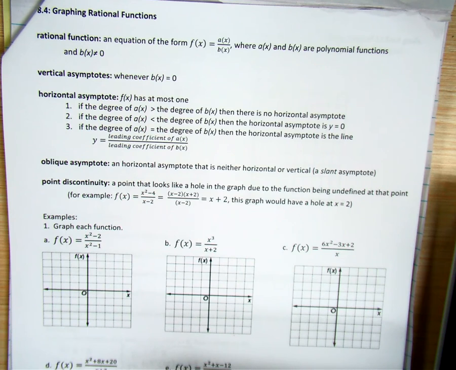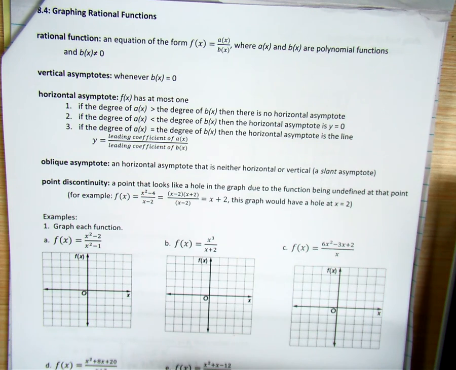Sometimes it's nice and short, sometimes they get a little lengthy. And then, of course, you can't have the bottom equal 0. When the bottom does equal 0, that would be a vertical asymptote. It's just so the function would not be defined at that point. Horizontal asymptotes. Okay, things to watch out for here.